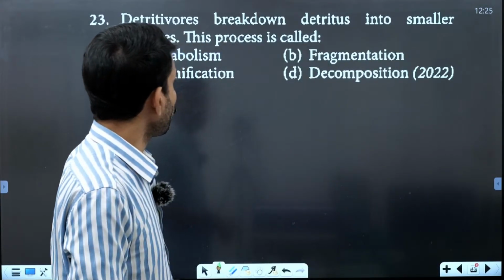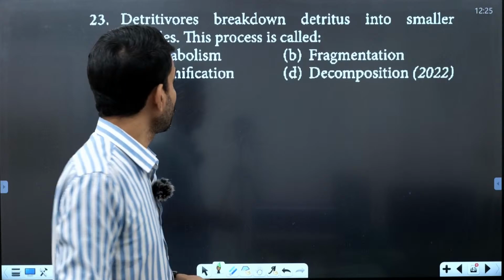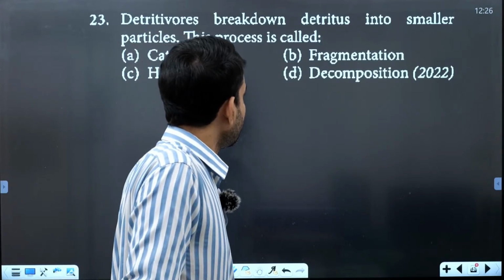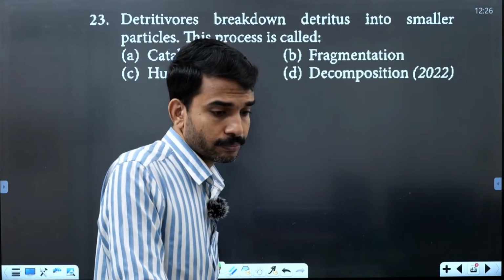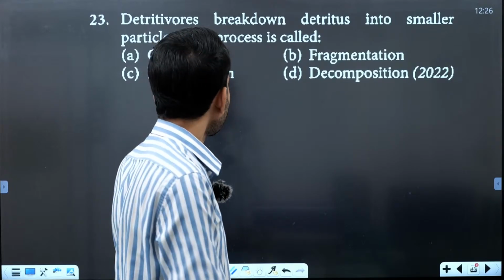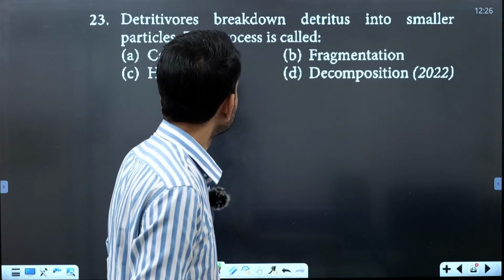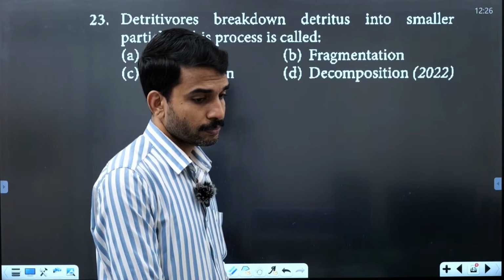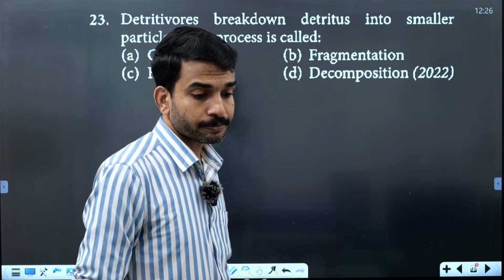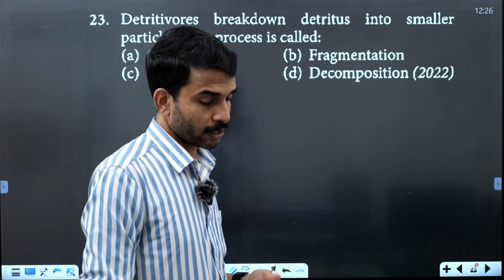Next one. Detritivores break down detritus into smaller particles. This process is called: according to the textbook, catabolism, fragmentation, humification and decomposition. You can check your textbook first. If you have any doubt, check the textbook, so you will be familiar with it. What do we call the process in which detritus is broken down into smaller particles?